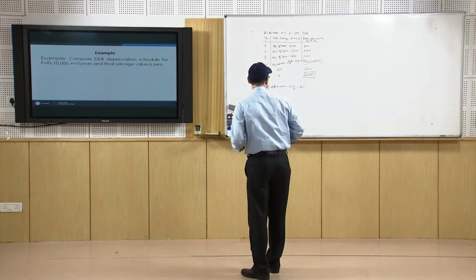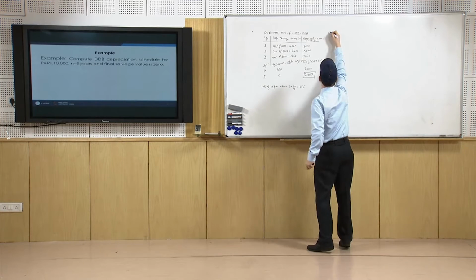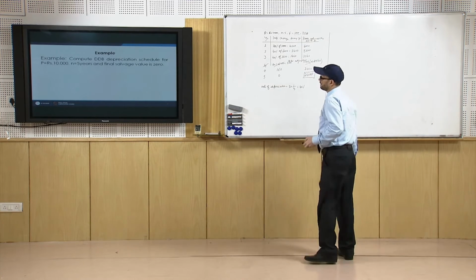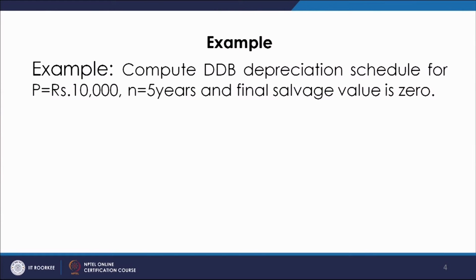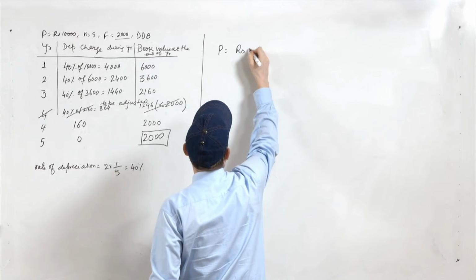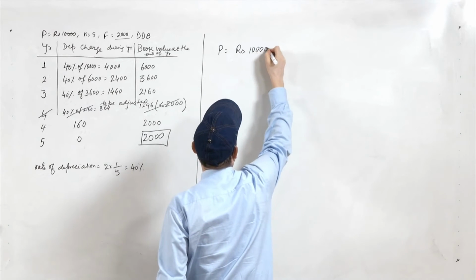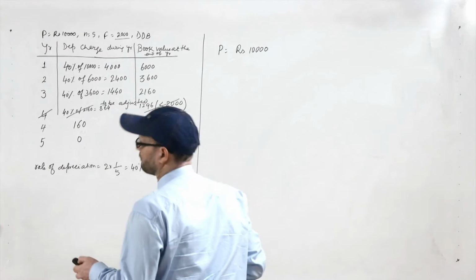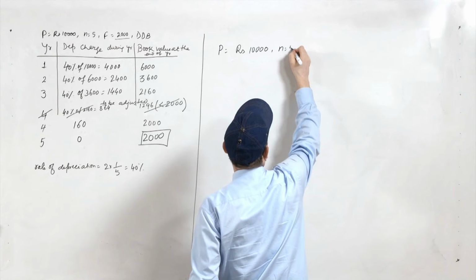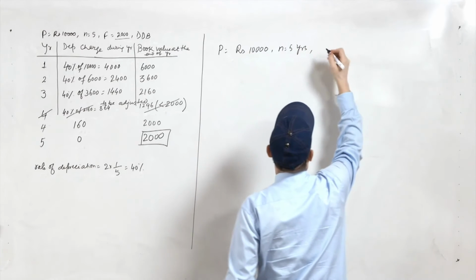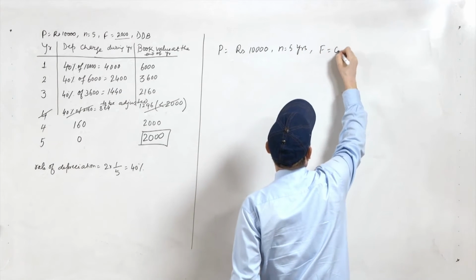Let us see an example of switching. In that you have to use the DDB method of depreciation for P as rupees 10,000, N as 5 years and final salvage value given as 0.